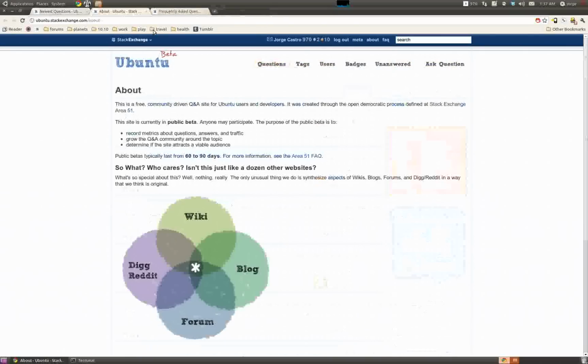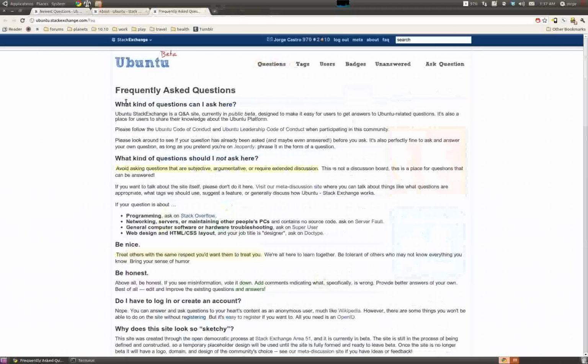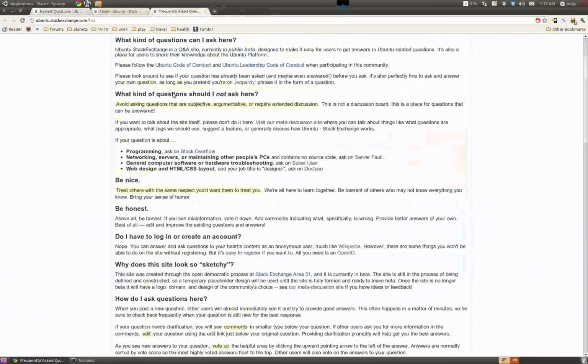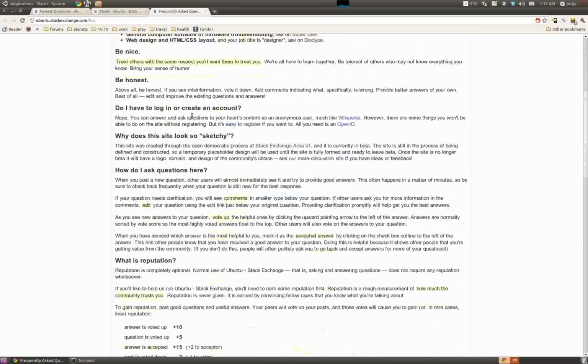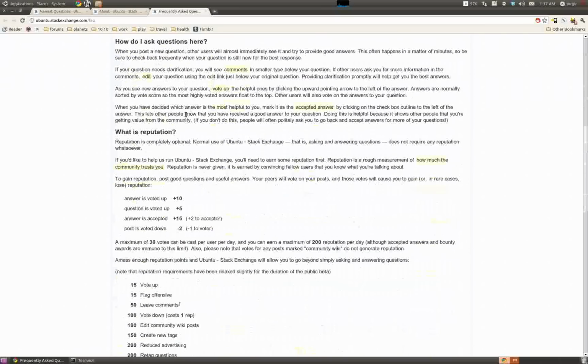Now the FAQ explains exactly how the site works. So it's what kind of questions are good or not. A link to the code of conduct, things like that. How to ask good questions. How the reputation system works.